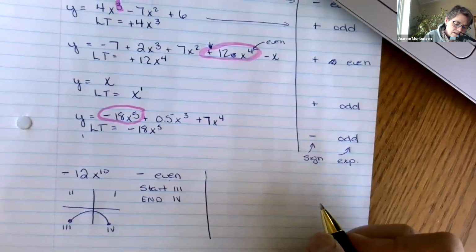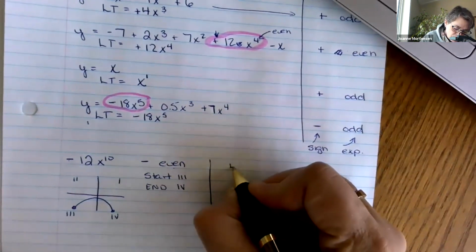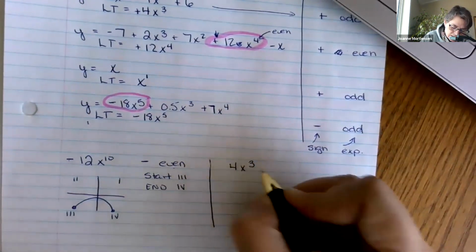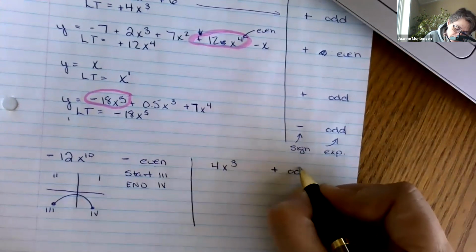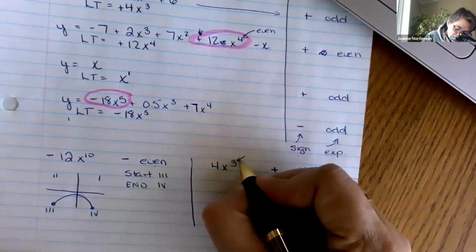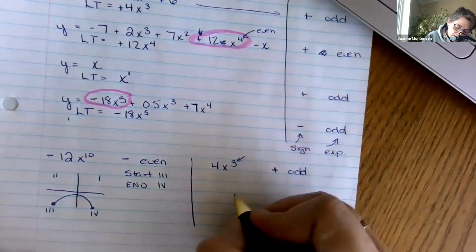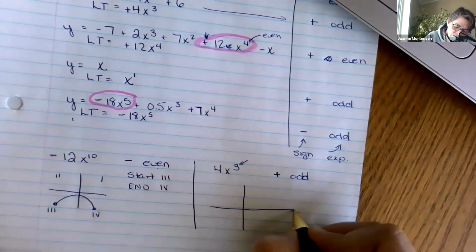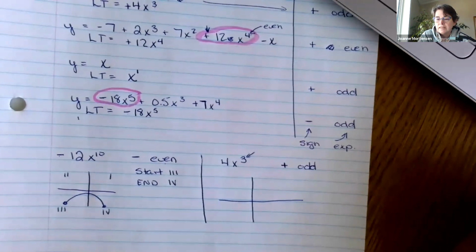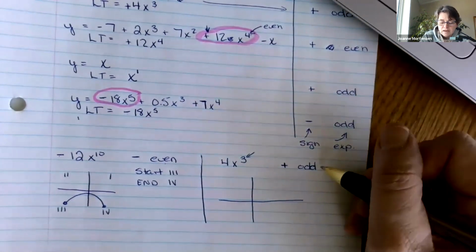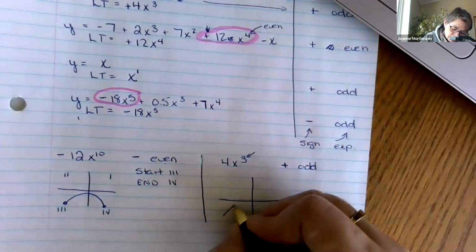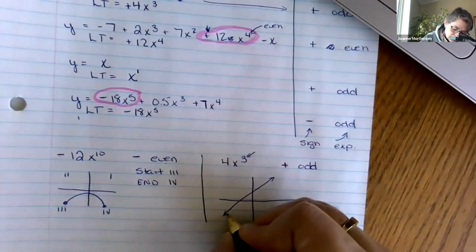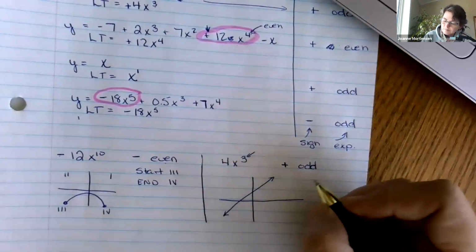Okay, our second equation, the leading term was 4x to the 3. So we said that is positive and odd. There's my odd, there's my positive. All right. Well, the odd ones I remember are just straight lines. So it's either uphill or downhill. And the positive part says it's going to go uphill.